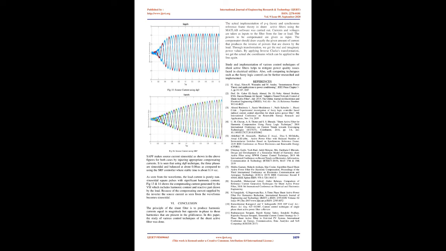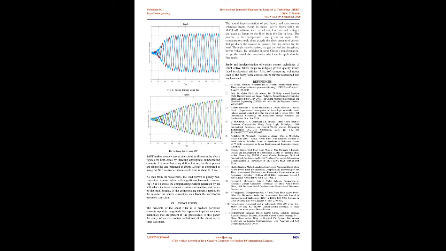As seen from the waveforms, the load current is purely non-sinusoidal square pulses with significant harmonic content. Figs. 13 and 14 show the compensating current generated by the VSI, which includes the harmonic content and reactive part drawn by the load. Because of the compensating current supplied by the inverter, the source current, as seen from the waveforms, becomes sinusoidal.